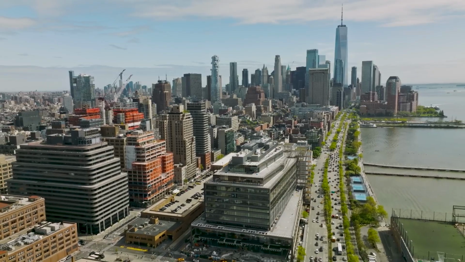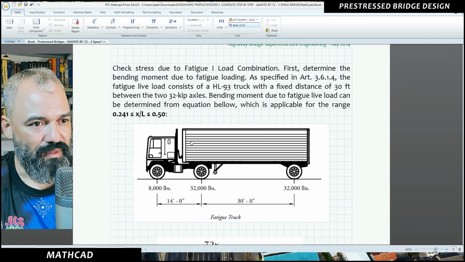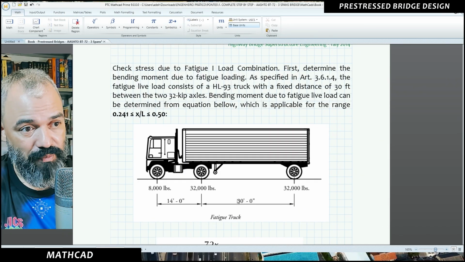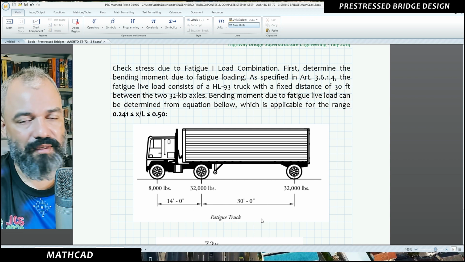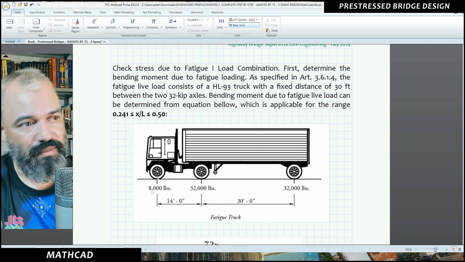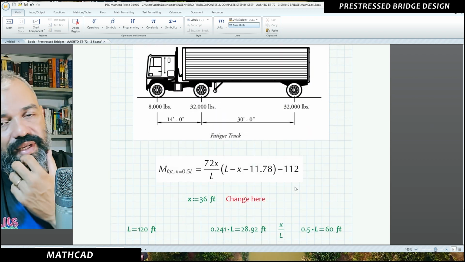So we have to pay attention to our truck load. It's the same, all right? But you have to pay attention here: the distance between axles, the loads are the same. 8 kips at the front, 32 kips here, and 32 kips here in the rear axle.